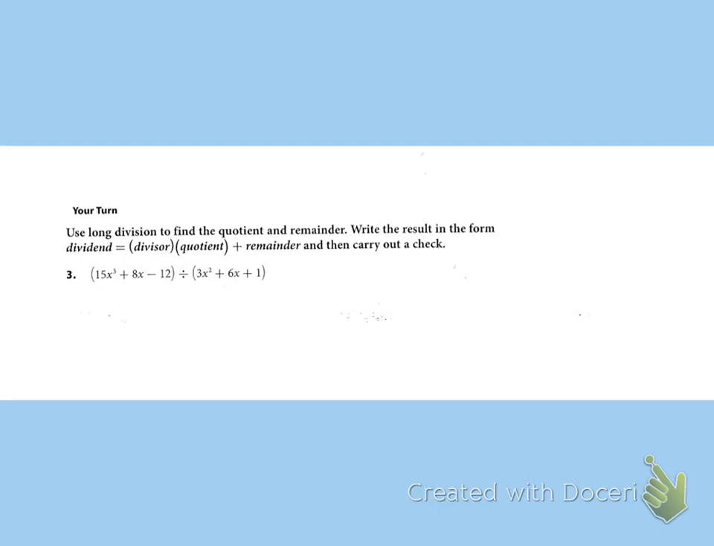So if we're going to go ahead and set this up, the first thing we want to do is identify what is the divisor, and of course the 3x squared plus 6x plus 1 is the divisor. So we're going to go ahead and write that out in front. 3x squared plus 6x plus 1, and then our dividend, notice, is missing a term right there. It's missing an x squared term. So as we write this, we're going to put a placeholder in there.